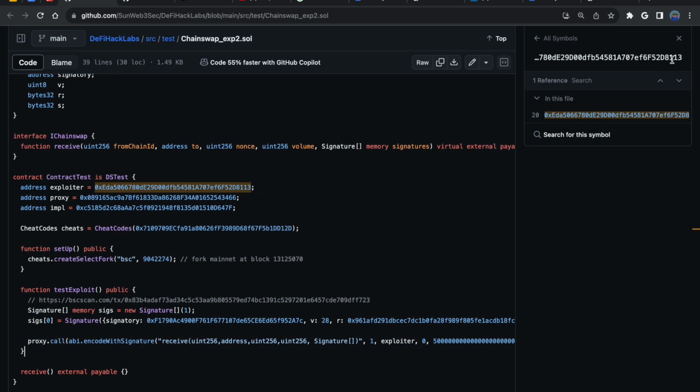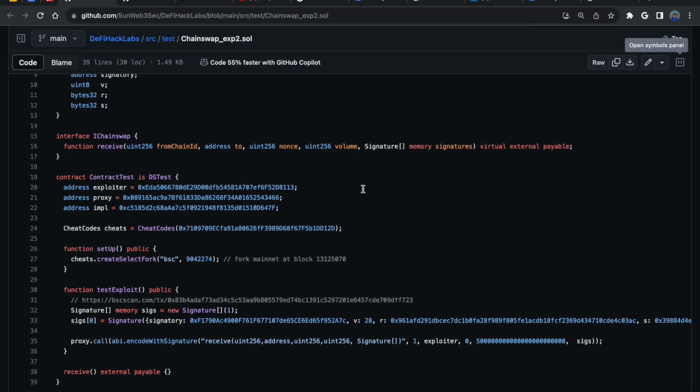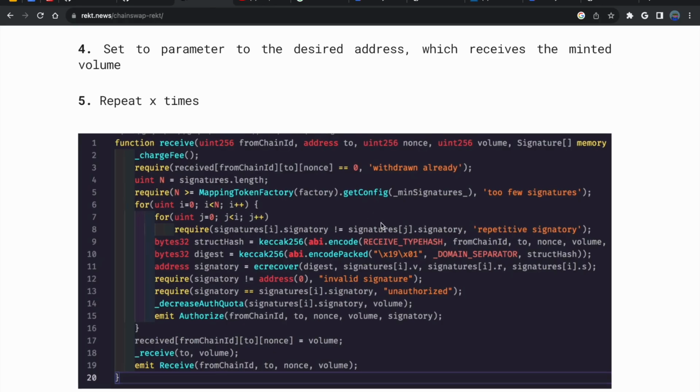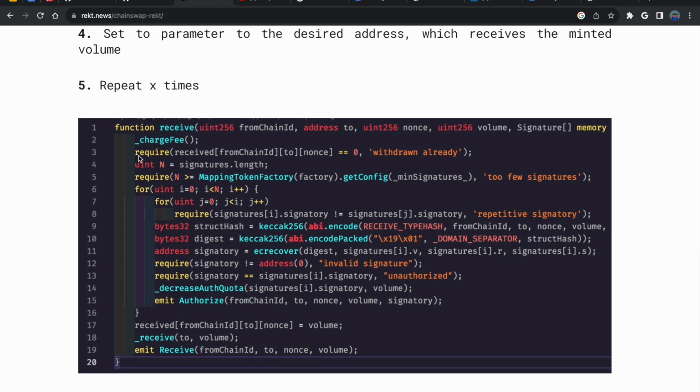And the reason that they're doing this is because the Chainswap developer team had a logic error, and that error was, if someone has received something in the past, then they have already performed a successful withdrawal. So let's take a look at this line of code where the exploit was. Right here we see require received from chain ID, the to address, and the nonce. Make sure this is equal to 0. And if it's not, that means it has been withdrawn already.